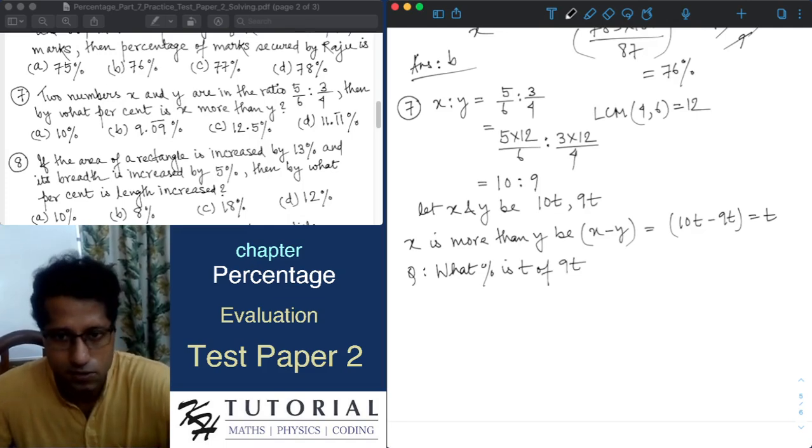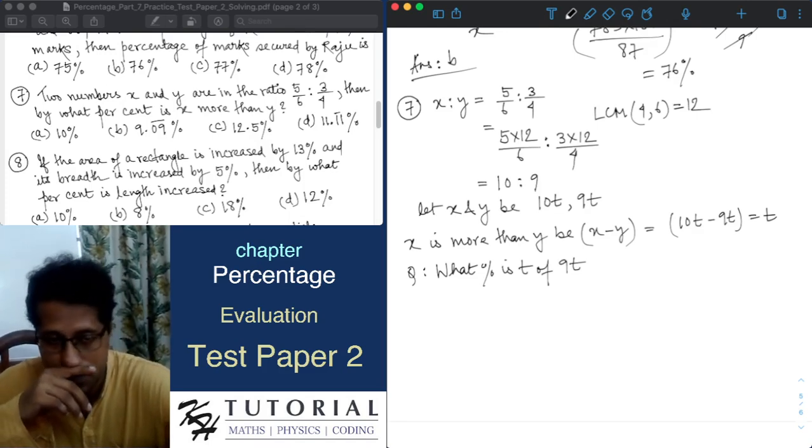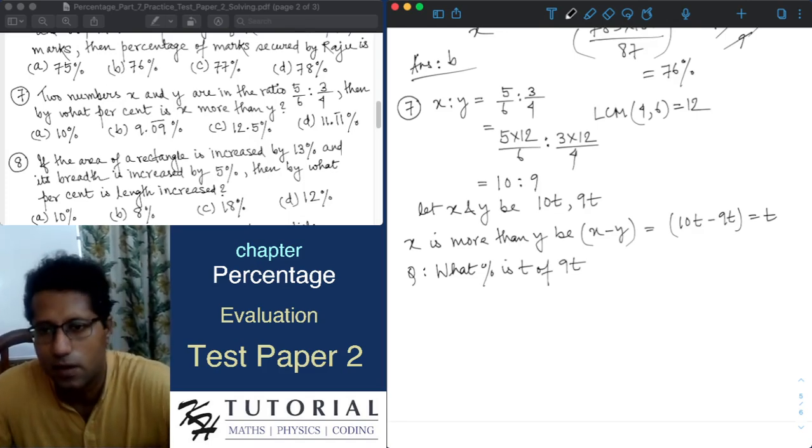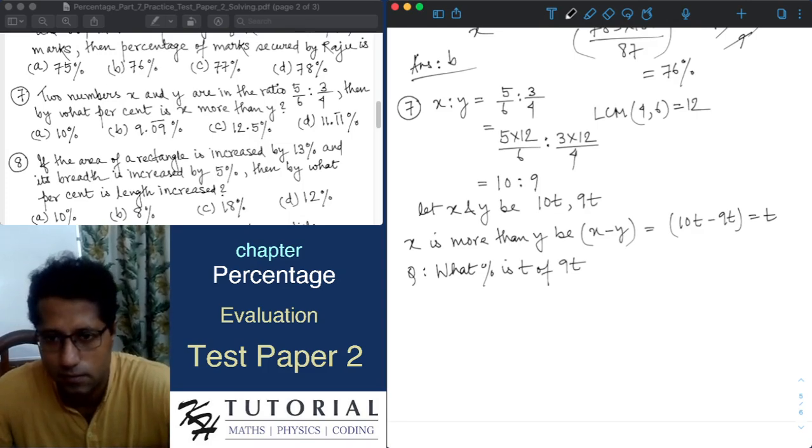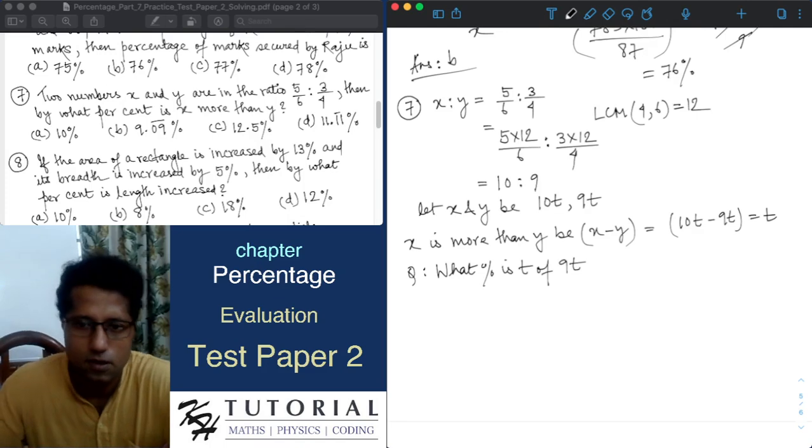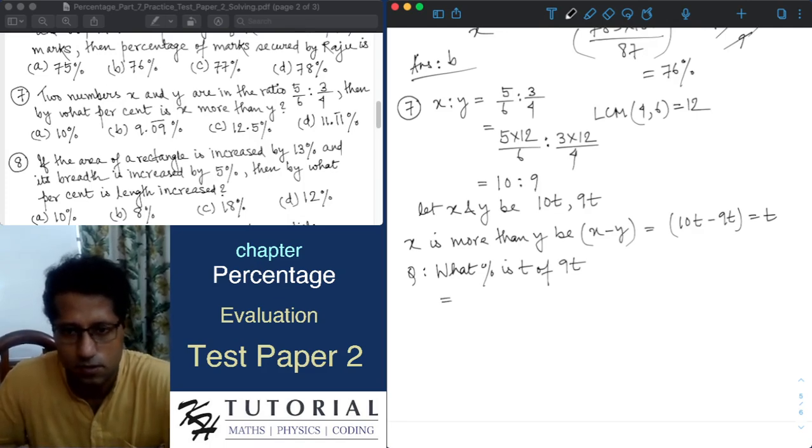It is saying what percent is X more than Y. So that percent will be based on Y, and Y we have assumed to be 9T. The difference of X and Y is T. So we have to now find what percent is T of 9T. This equals T by 9T multiplied by 100. This equals 100 by 9.